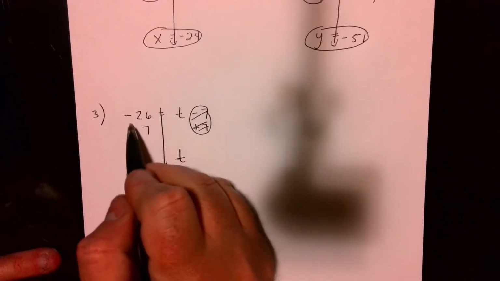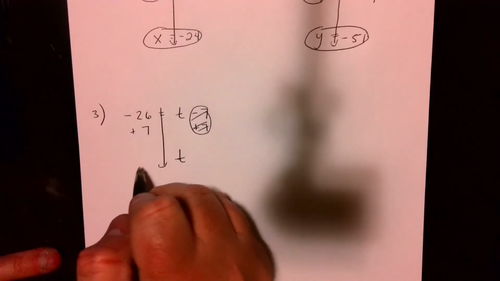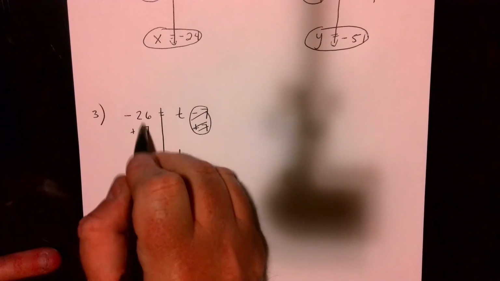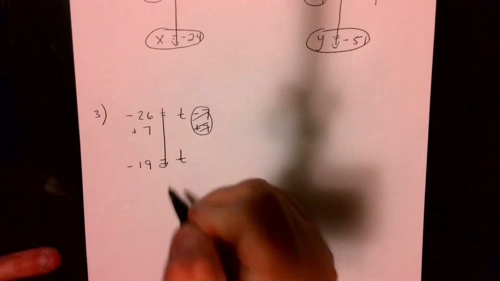Come to this side, signs are different. We take away. 26 minus 7 is 19. Keep the sign of the larger value, which is negative 26. Negative 19 is my answer. Or once again, plug it in your calculator.